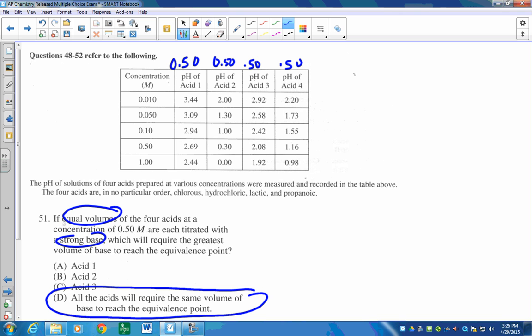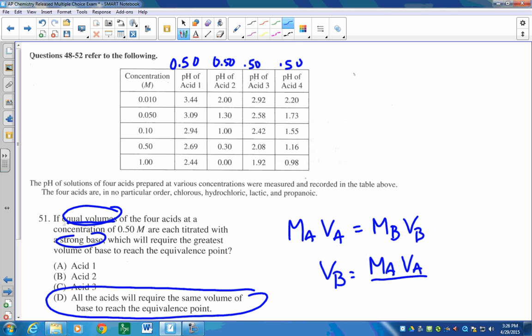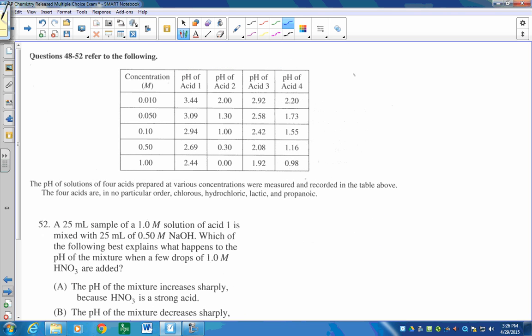They all take the same volume, because here's the equation. MA times VA equals MB times VB. This only works on the AP exam because you've got to have a 1-to-1-to-1 ratio. Volume of the base then is the molarity of the acid. They're all 0.5. Volume of the acid, I don't know what it is, but it says it's equal volumes of the 4 acids, and you're titrating them with the same base. So for all 4 of them, this is the same, this is the same, this is the same. Equivalence point doesn't have anything to do with strong acids or strong bases. It just has to do with when you add the same amount. Equivalence point is when you have an equivalent amount of moles of acid and an equivalent amount of moles of base.